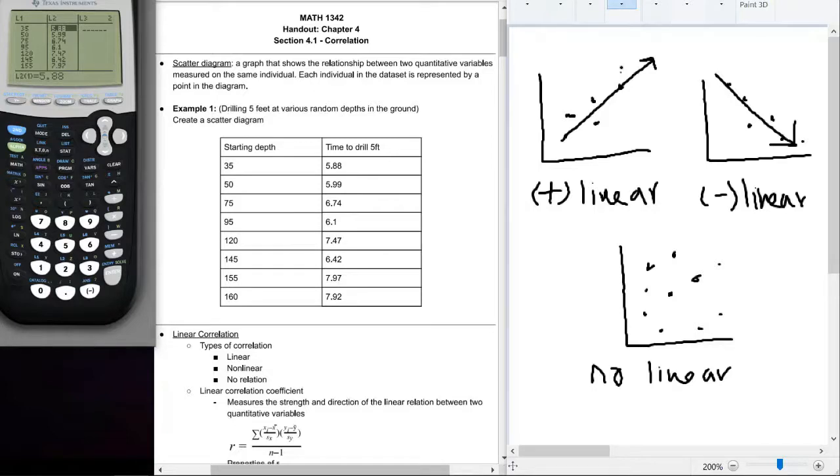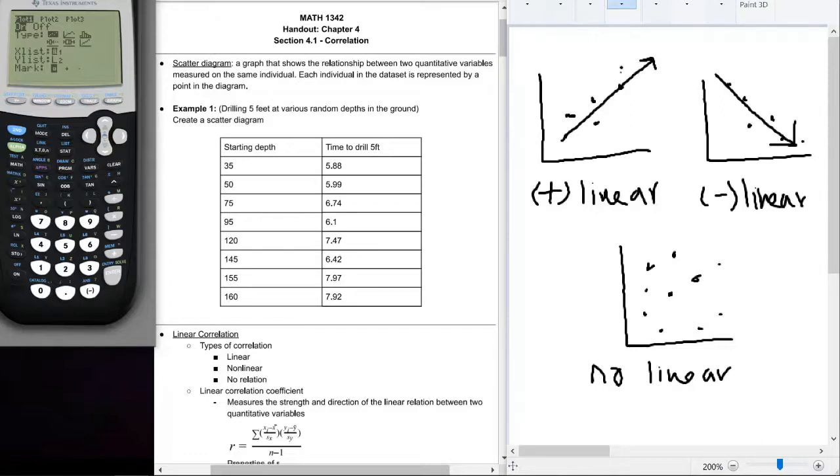Once you enter the data into the calculator, quit to the home screen. To set up the scatter diagram, there are a couple things we need to do. First we go to second Y equals. That's going to bring up the stat plot. We've seen the stat plot before with other diagrams. We'll go to the first one, press on, and go down. The scatter diagram will be a set of scattered points, and the first type defaults to the scatter diagram, so we're okay there. For your X list and Y list, make sure that the starting depth is in the X list, which is L1. The Y list is the time to drill an additional 5 feet, which is L2.